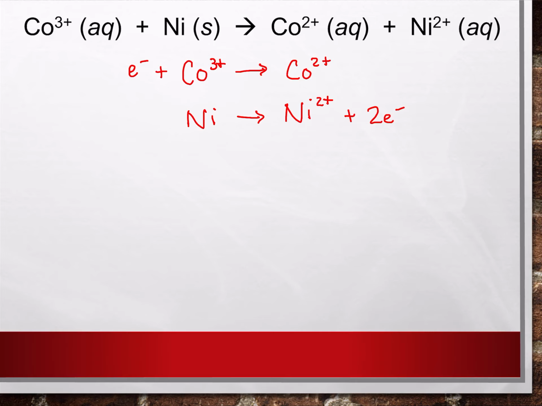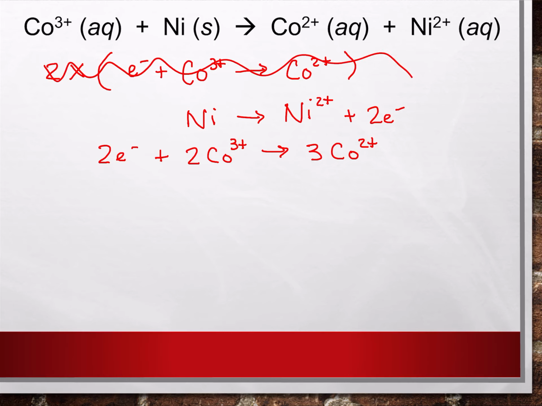Our next step is to go through and make sure our electrons cancel out. So we have 2 electrons in the bottom reaction and only 1 electron in the top. So we're going to multiply this whole reaction by 2. When we do that, we'll get 2 electrons plus 2 cobalt 3+ gives us 2 cobalt 2+. So now we have 2 electrons here and 2 electrons here, which means that they will cancel out and we are ready to combine our reactions.